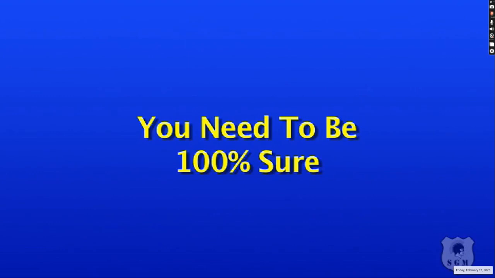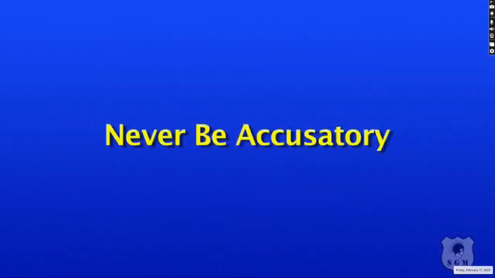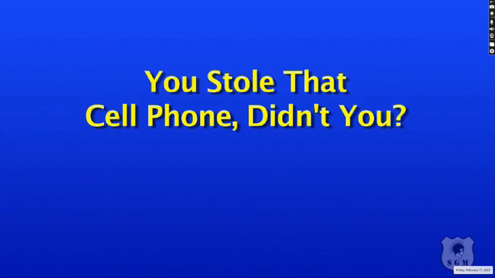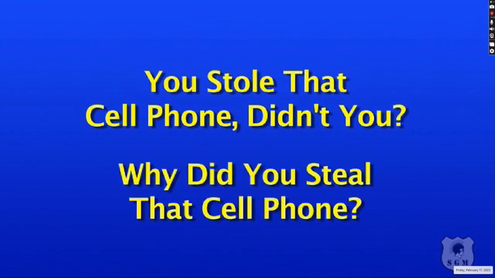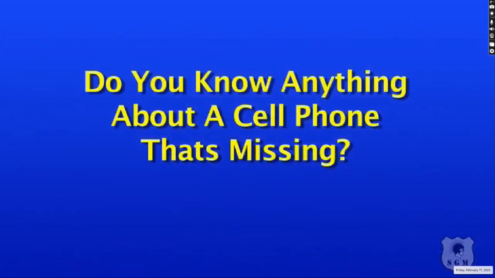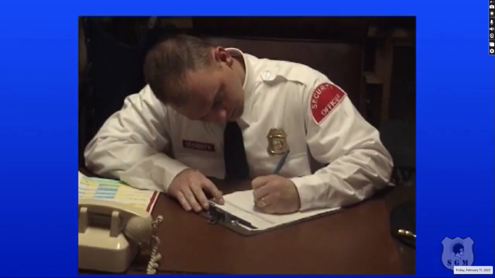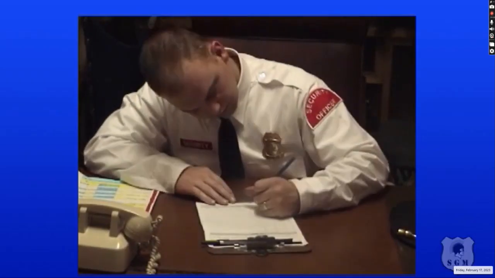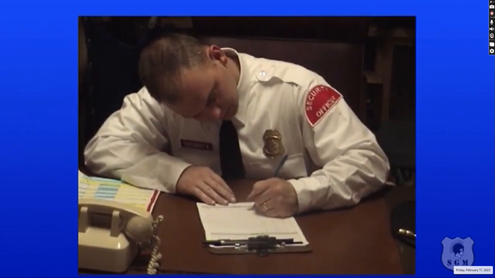You need to be 100% sure. Unless you're 100% sure that you saw the crime, never be accusatory when you ask questions. In other words, don't ask questions that directly accuse a person of a crime. Don't say things like, "You stole that cell phone, didn't you?" Or, "Why did you steal that cell phone?" It's better to say something like, "Do you know anything about a cell phone that's missing?" If that fails and you still don't have probable cause, you have to let her go. What you do have is a good description of her, so when you make your report, you can list her as an unidentified person of interest and then report the circumstances.